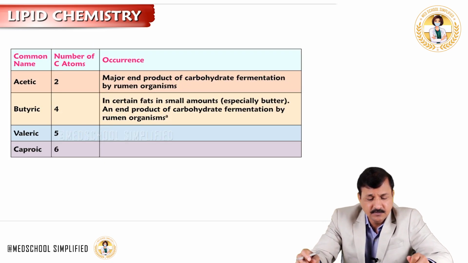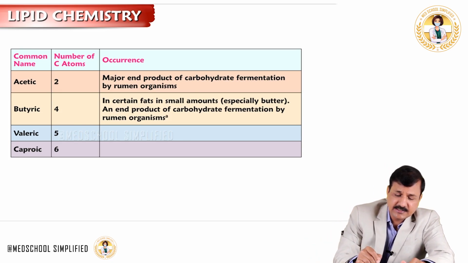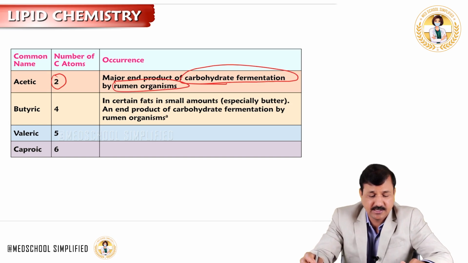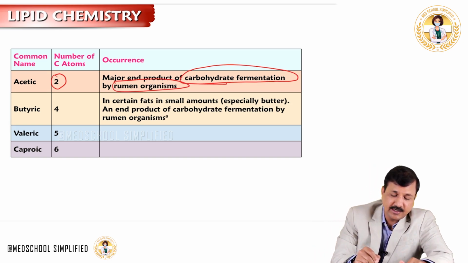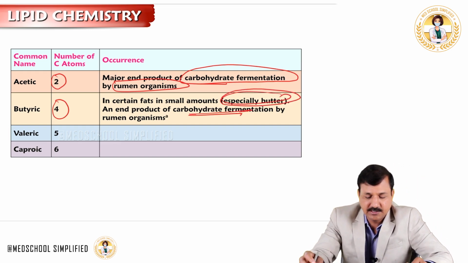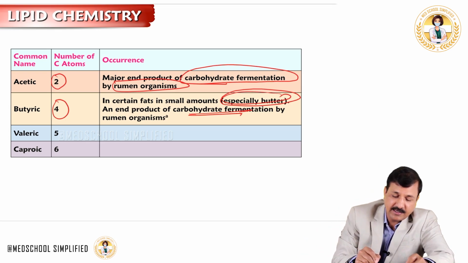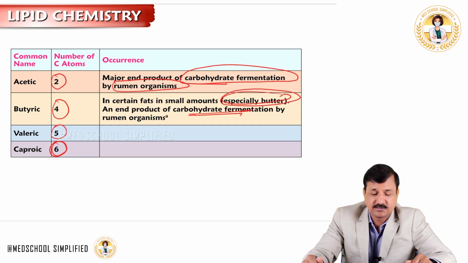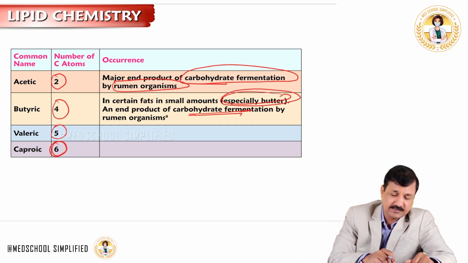Now, look at acetic acid. Acetic acid has 2 carbon here. So, it is a major end product of carbohydrate fermentation, especially in ruminant animals like cows. Then butyric acid has 4 carbon. It is present in certain fats in small amounts, especially in butter. It's an end product of again carbohydrate metabolism by ruminant organisms. Valeric acid has 5 carbon, caproic acid has 6 carbon. So, like this, smaller hydrocarbon chain length fatty acids, these are some of the examples.